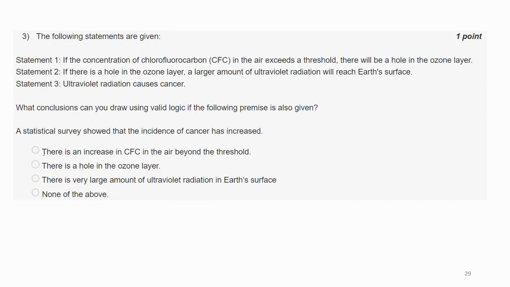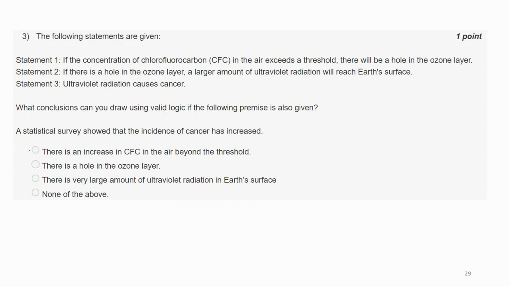The first one, that there is an increase in CFC in the air beyond the threshold. Now the premise is given, the incidence of cancer has increased. Now the cause of cancer can be any other thing than this UV radiation, because it is not said that cancer is happening only because of this UV radiation.